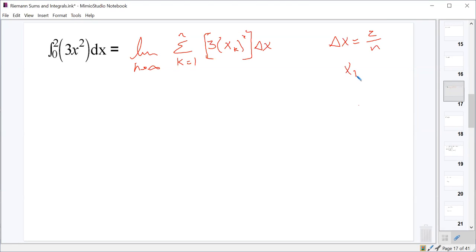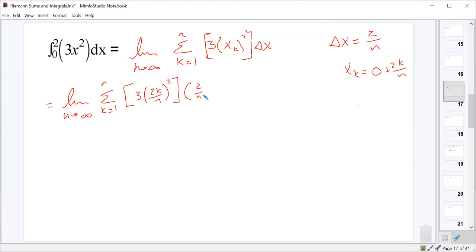And what should our x sub k value be? 2k over n. Just 2k over n, right? 0 plus 2k over n, since we're starting at a lower limit at a value of 0. Cool. So this gives us the limit as n approaches infinity of a sum from k equals 1 to n of 3 times 2k over n squared times 2 over n. Everybody good there?